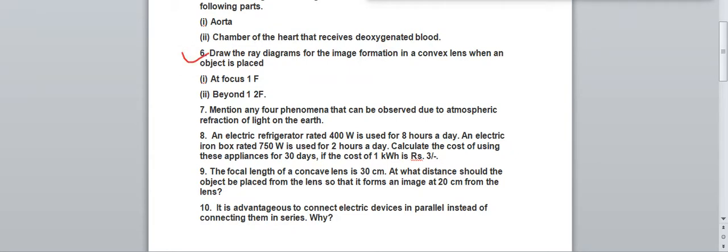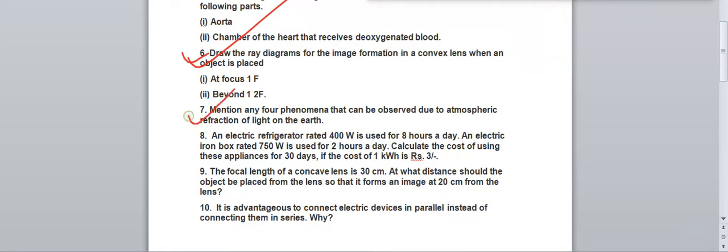This question is from your light chapter, light reflection and refraction. So these two ray diagrams are important as the questions are asked in 2019. Next we have question number 7. Mention any 4 phenomena that can be observed due to atmospheric refraction of light on the earth.